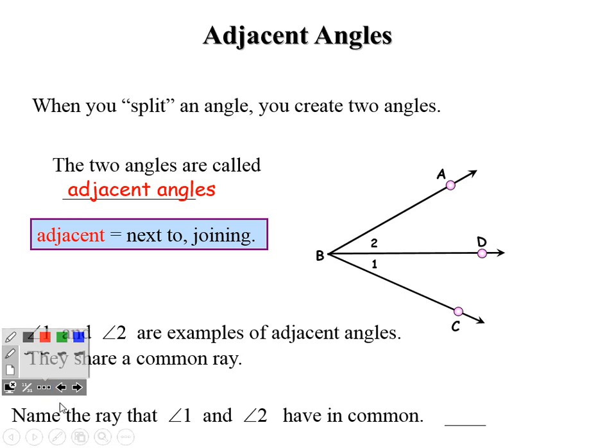So they have that shared side of BD, like you just said. And remember, when we're labeling a ray, we start at the point that is stopped and go to the one that is continuing. Okay? So B to D.